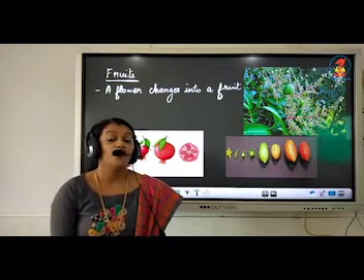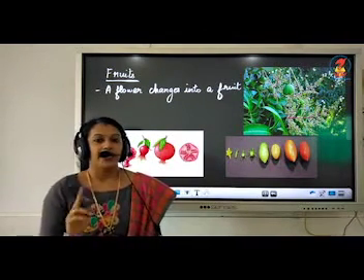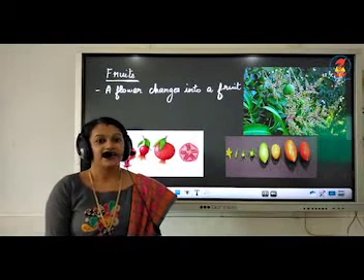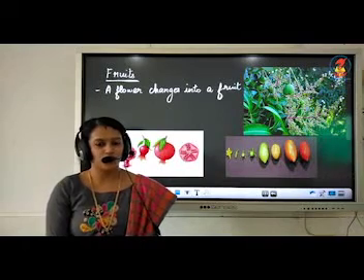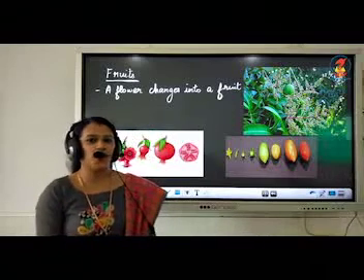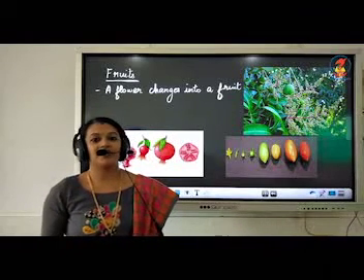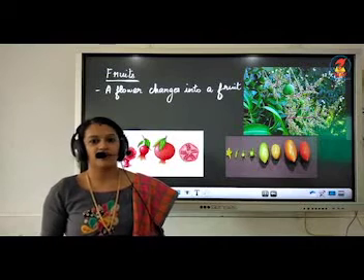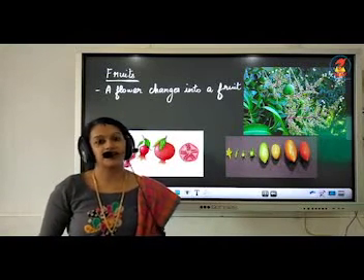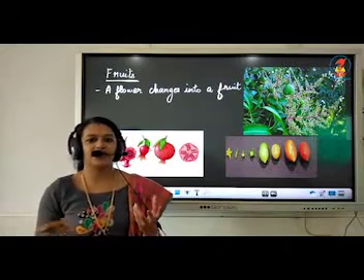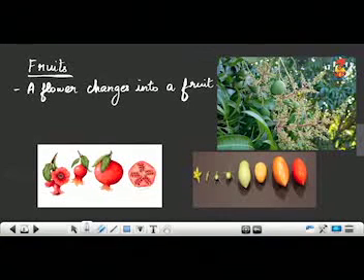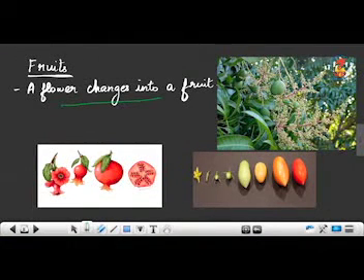Next we can learn about fruits. In the last section I told you that the flowers will change into a fruit, isn't it? So just look at this picture. Who all have a mango tree at home? Usually you must have seen the mango trees will produce flowers during the vacation time, during the summer time. After some time these flowers will change into fruits. See? So the flower changes into a fruit.